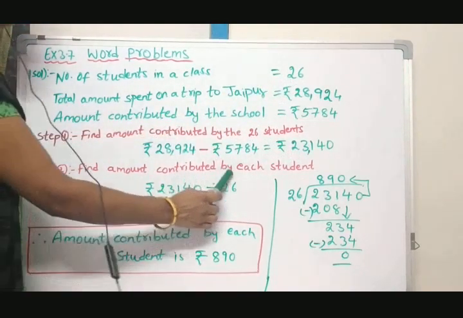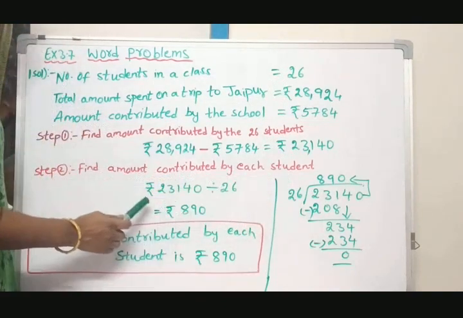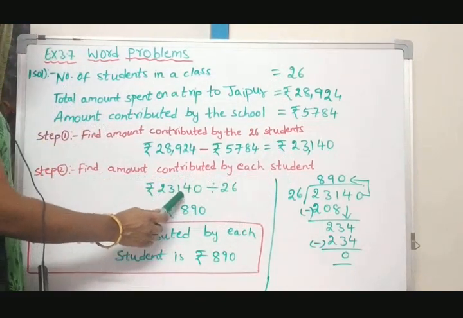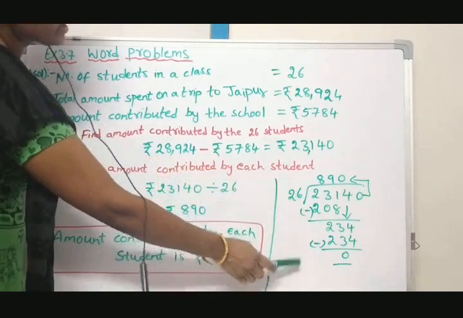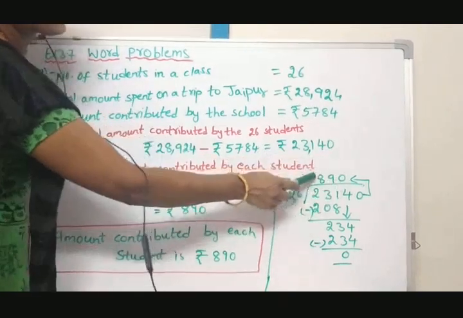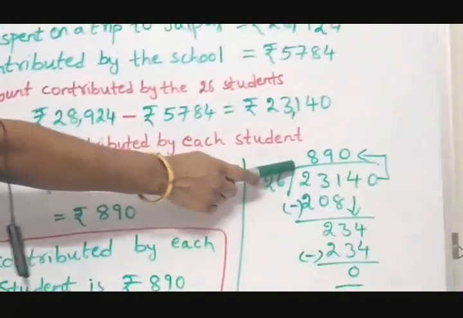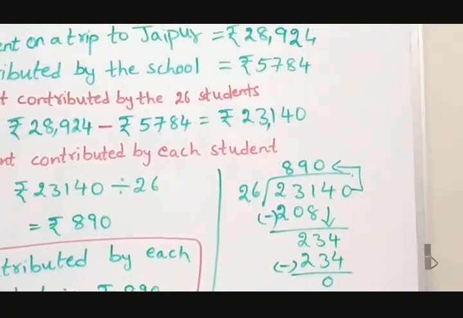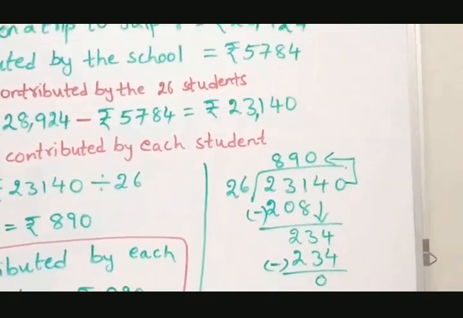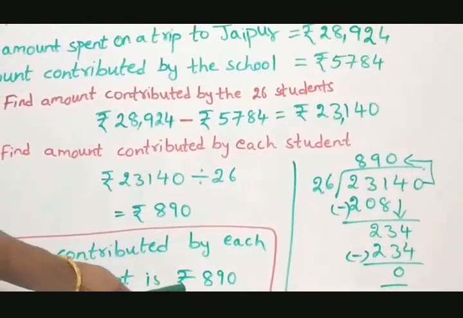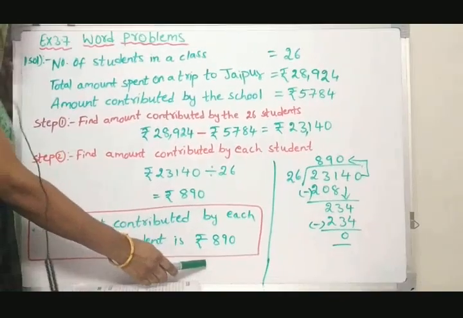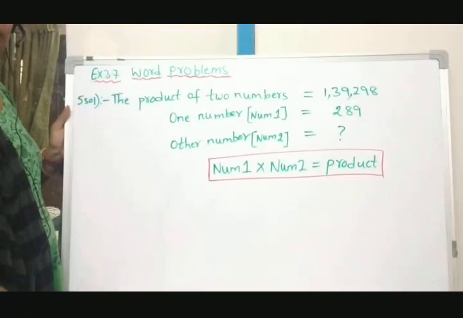So what is step 2? We have to find the amount contributed by each student. So 23,140 divided by 26. After division, we got the quotient 890. This 890 is nothing but the amount contributed by each student. So therefore, the amount contributed by each student is rupees 890.